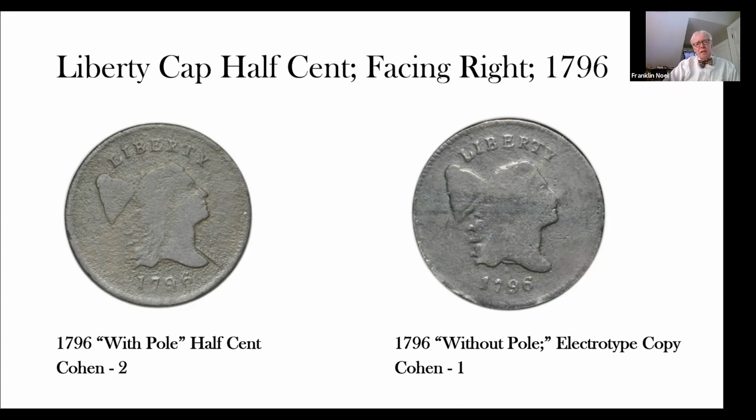1796 is a tough year for both the with pole and the without pole varieties. For those working on a date set, this is likely to be the toughest date to fill. Any 1796 half cent will likely run well into the 5 figures.